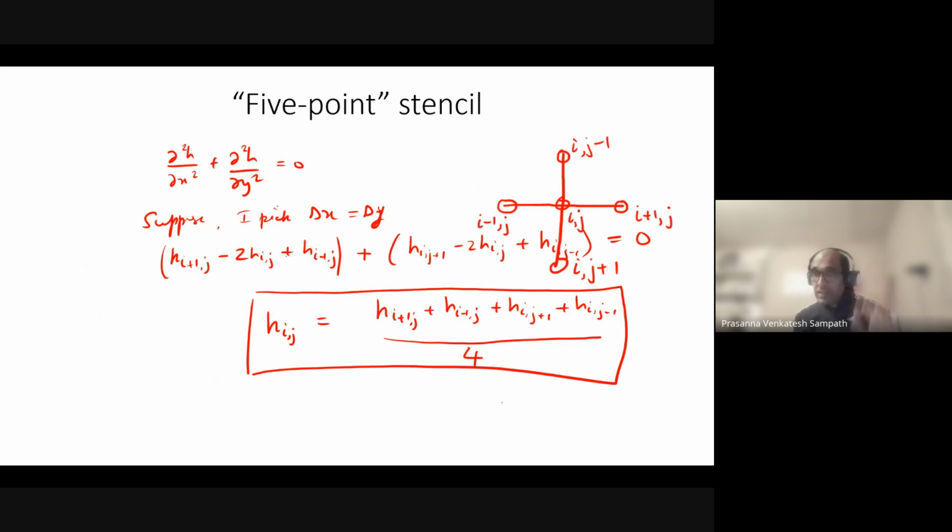That's what this is saying. Of course, assuming that delta x and delta y are equal to each other, then I get this very powerful finding from this approach. Okay. So what we'll do is we will take a real example of how I can use this 5-point stencil.